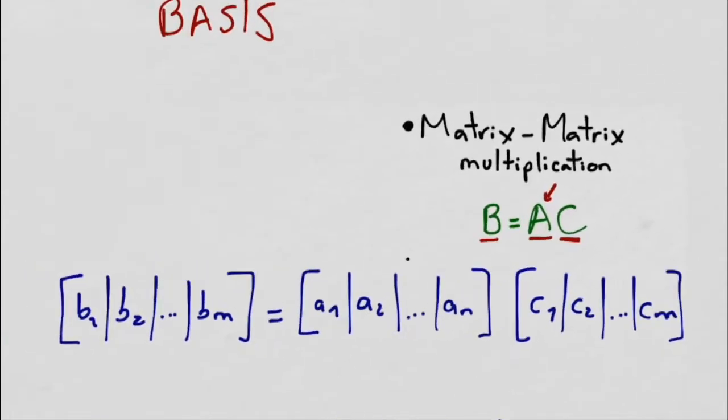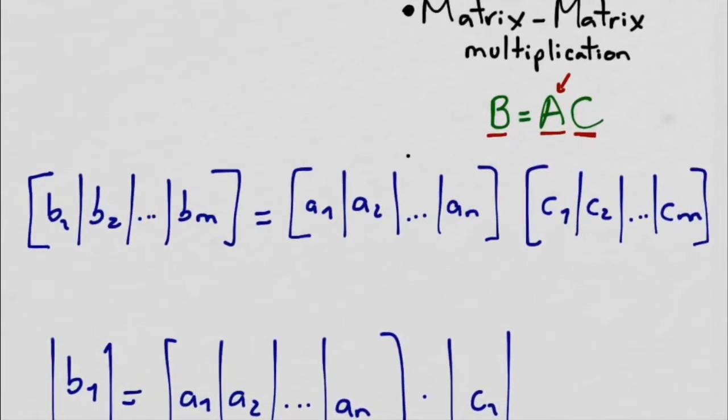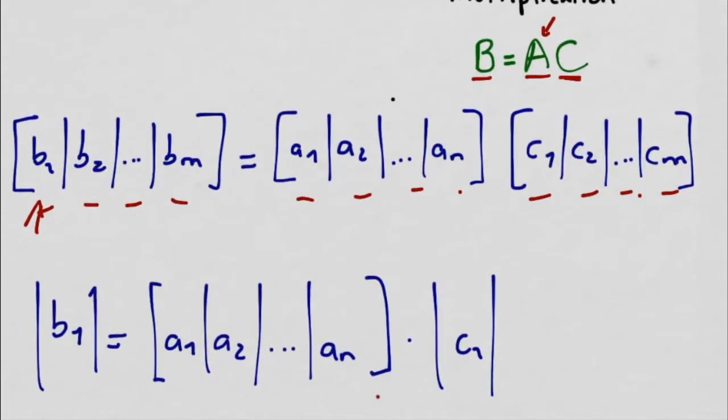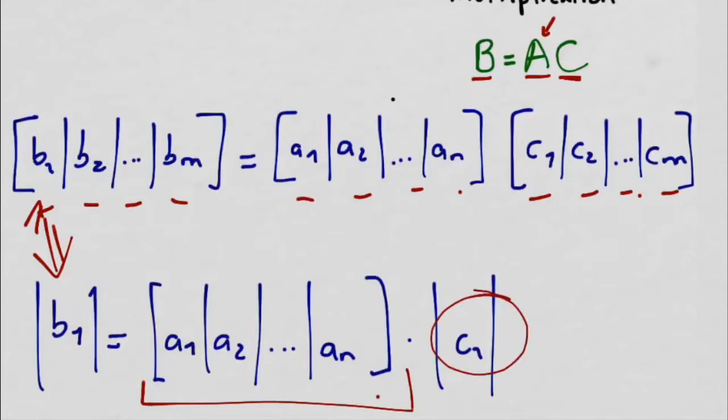So, if we see the matrix multiplication, B having each of them as a column, A all of them as columns, and C all of them as columns again, as a collection of vectors, the first column of B, B1, we have it here, it's equal to the matrix vector multiplication of all the columns in A times the first column of C, and so on and so forth. So it's a generalization of matrix vector multiplication.